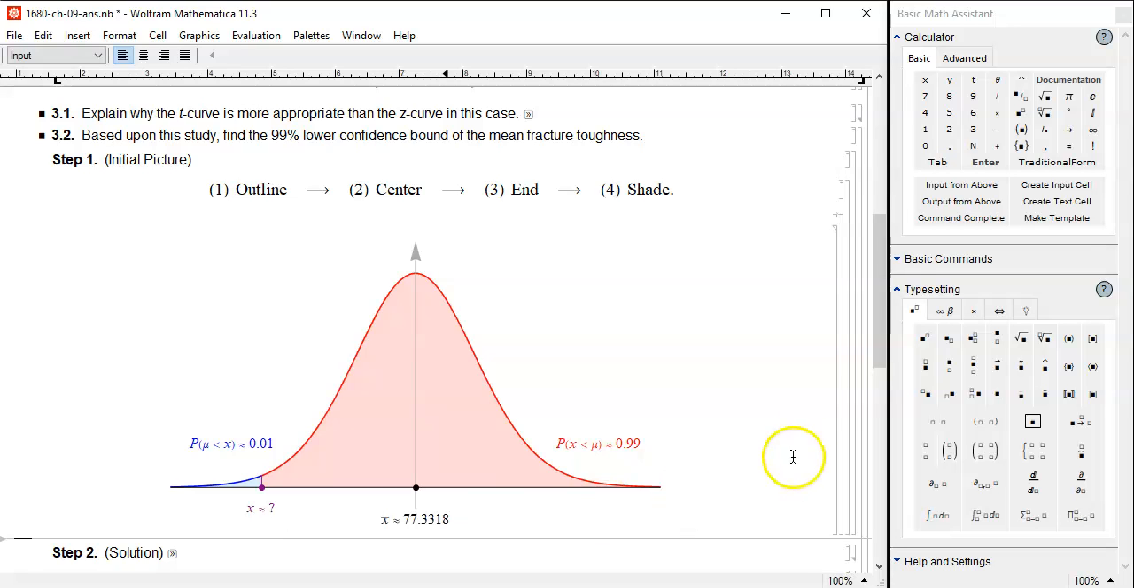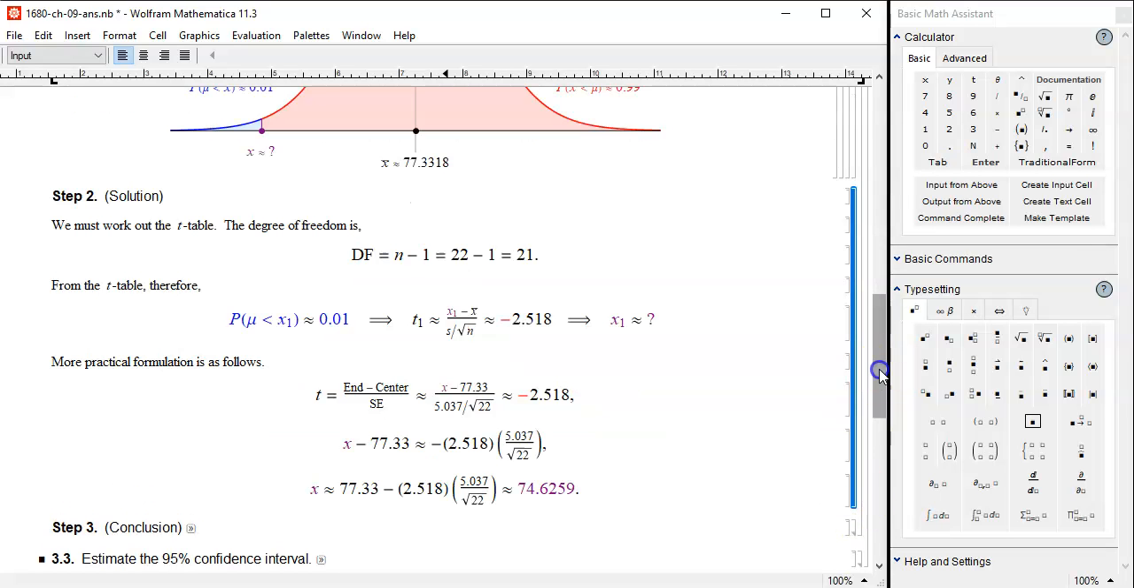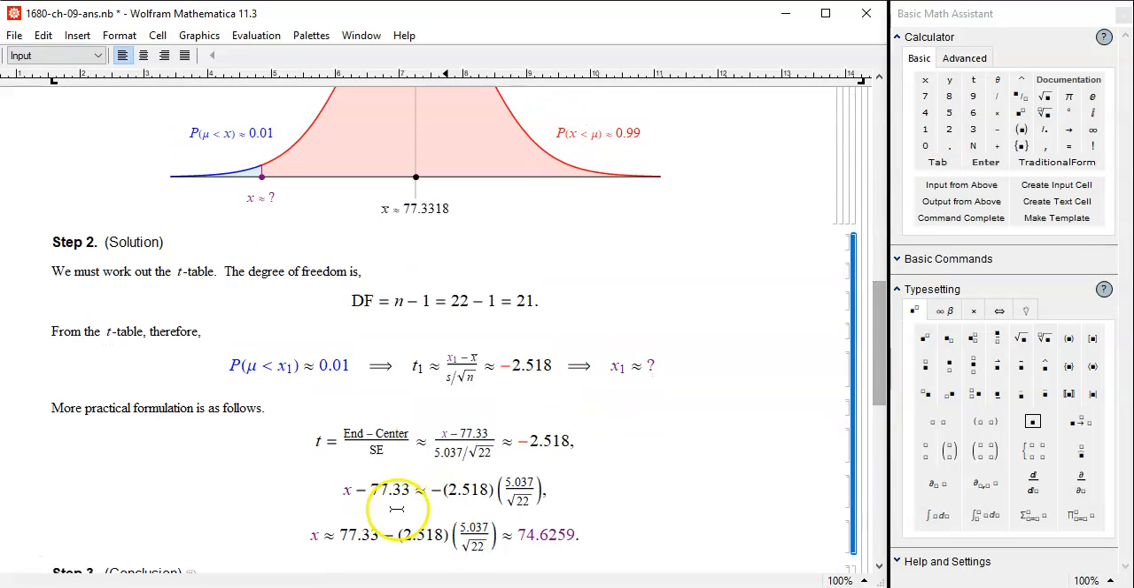How do you find it? We use the formula number 1, end minus center over SE. Here we go, end minus center over SE. So x minus center of 77.33 over standard error of s over square root of n is equal to the appropriate t value, and you have an equation. Now, what is that t value? How do you get t equals negative 2.518? Let's find out.